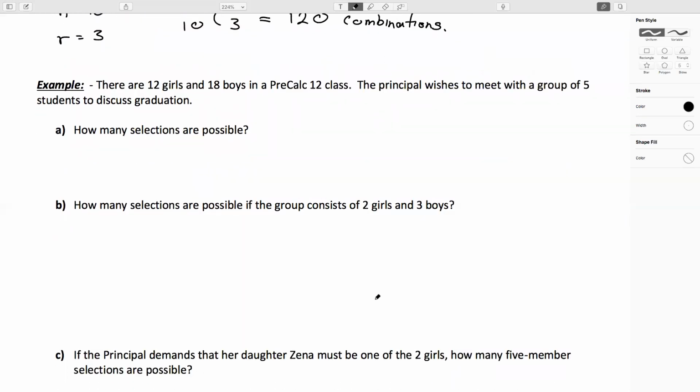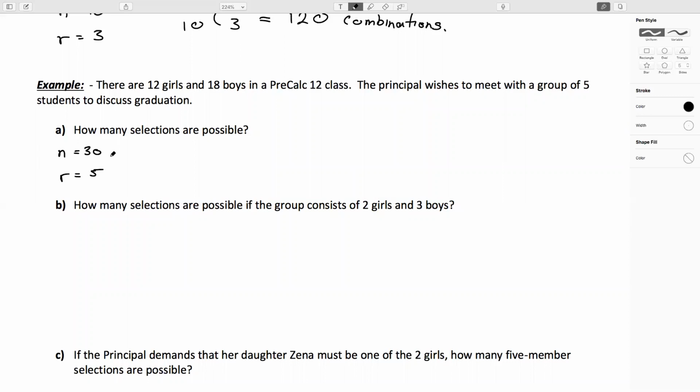All right, so there's 12 girls and 18 boys in a pre-calc 12 class. The principal wishes to meet with a group of 5 students to discuss grad. How many selections are possible? So let's pull some information out of this. We've got 12 girls, 18 boys. So in the total class, we have 30 students. At this point, we don't care whether they're girls or boys, they're just students. We're also choosing 5 of them to discuss grad, so R equals 5.